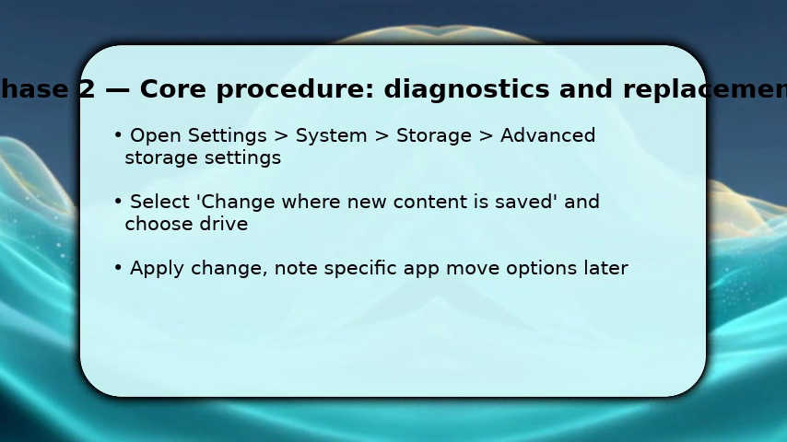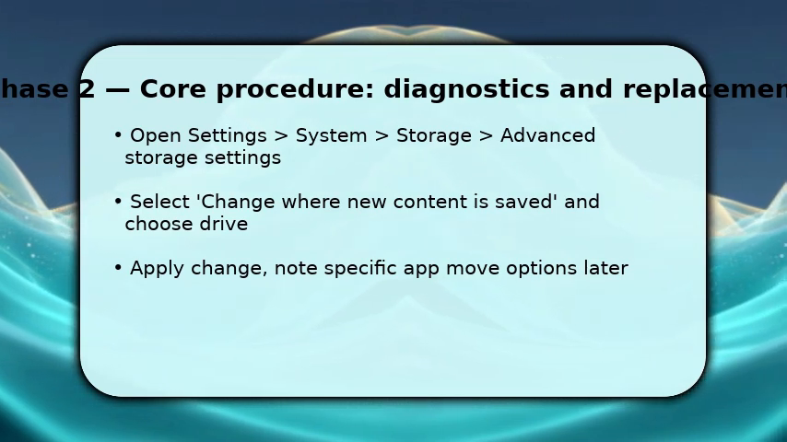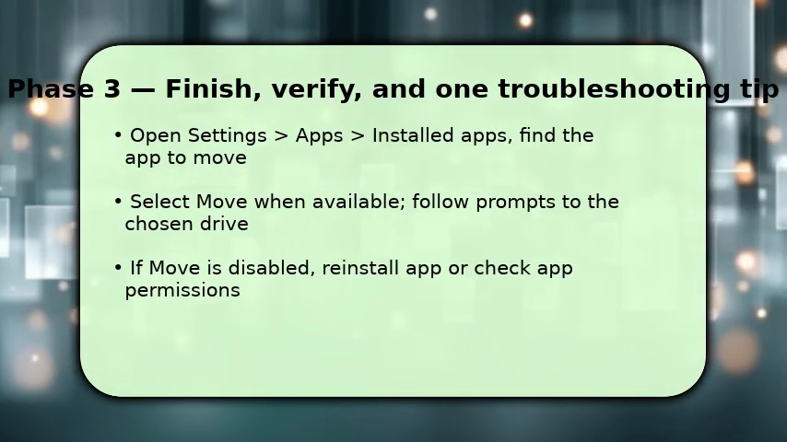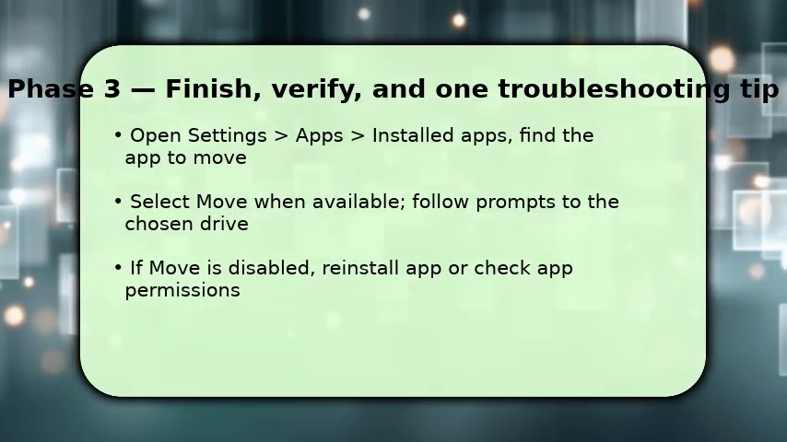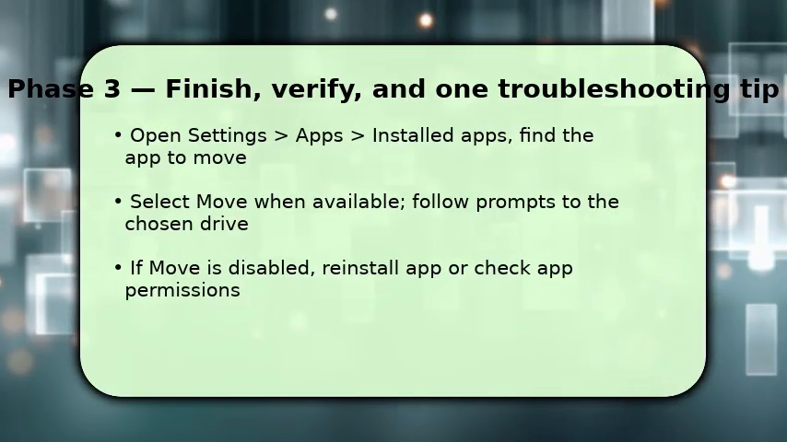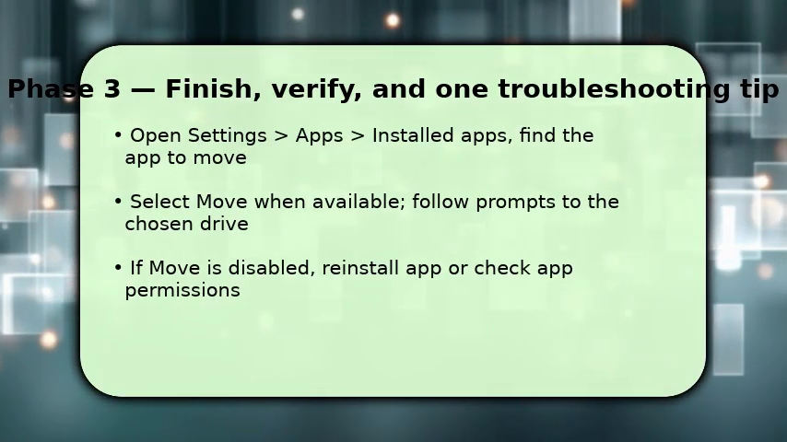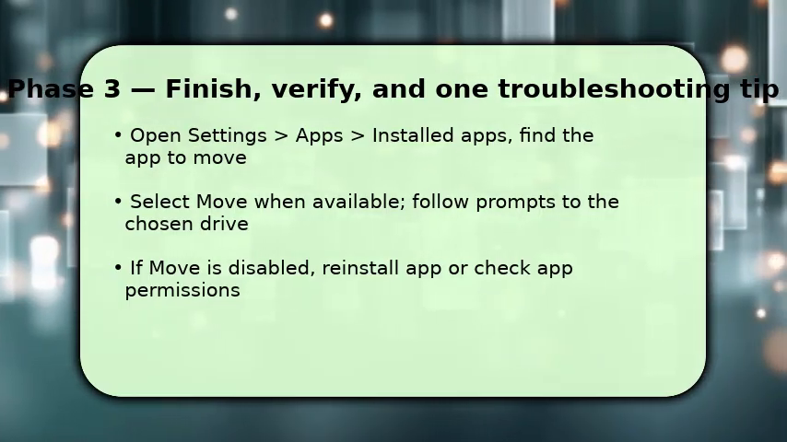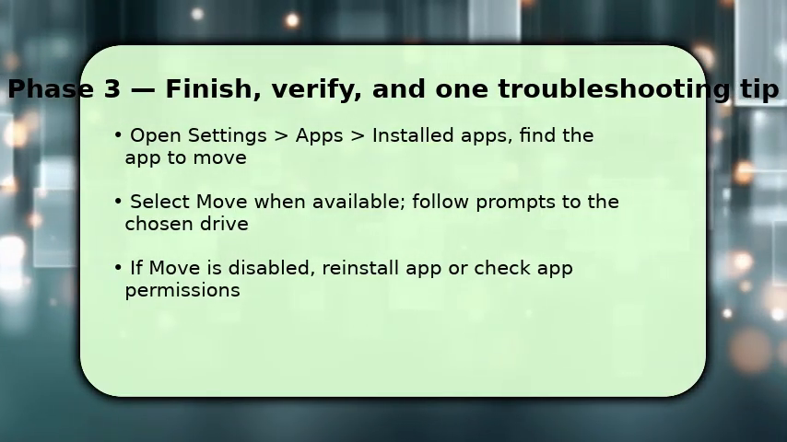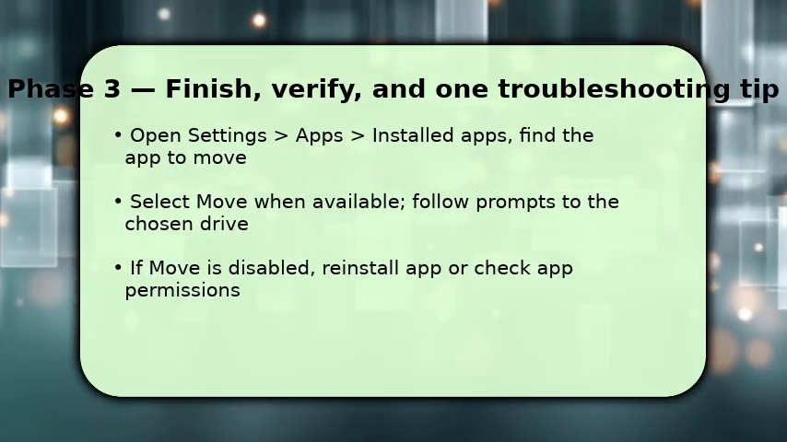To finalize, move existing apps. Go to Settings, Apps, Installed Apps, find the Microsoft Store app you want, and choose Move. Follow the prompts to place it on the drive you set. This completes the migration for apps that support relocation. If Move is disabled, uninstall and reinstall to the new drive, or verify app permissions and Windows policies.